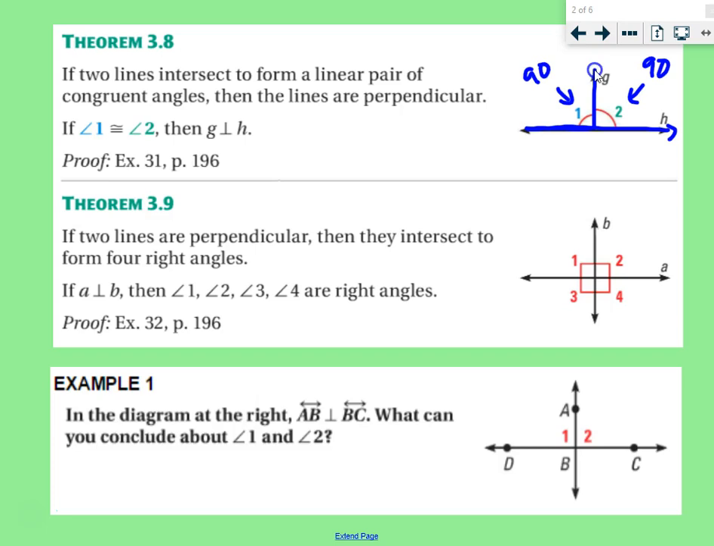Theorem 3.9. If two lines are perpendicular, then they intersect to form four right angles. That's our definition of perpendicular lines. They need to intersect to form right angles. So if we know that the lines are perpendicular, then we do have right angles.